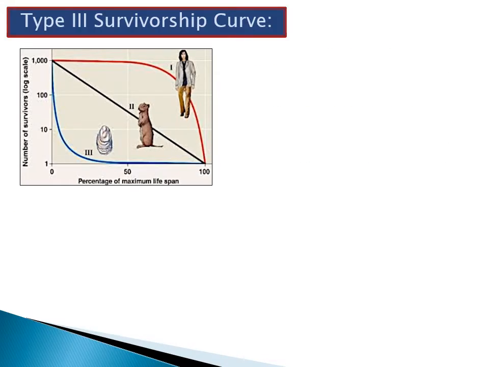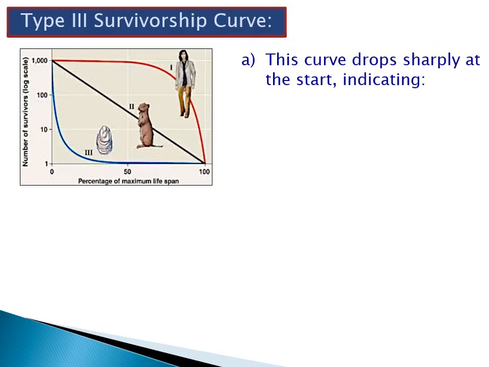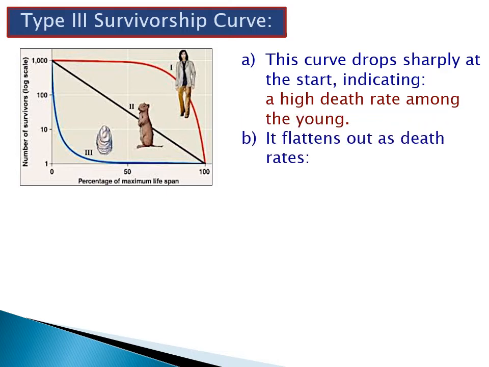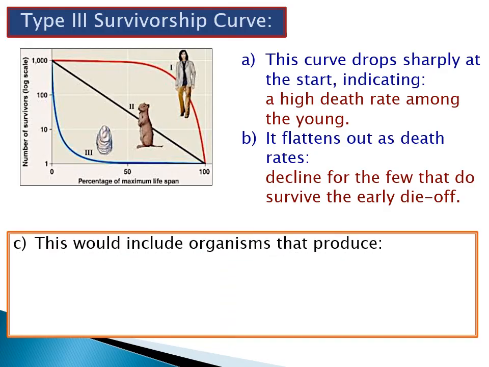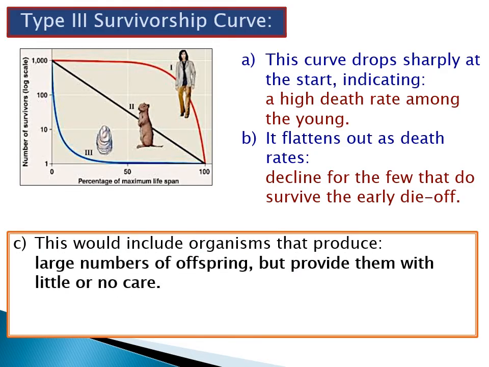Then we have type 3 survivorship curve. Type 3 curve drops sharply at the beginning, indicating a very high death rate among the young. So this flattens out as they get older. So in other words, if they reach adulthood, they typically survive until old age, but very few of them actually reach adulthood. All right, so for the few that do survive, the decline is very low after the early die-off. It flattens out, okay?